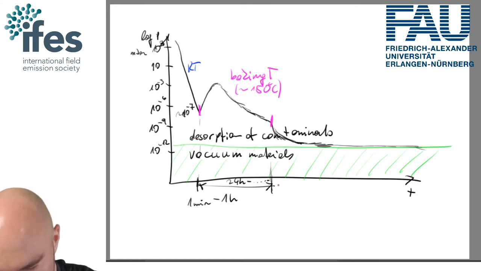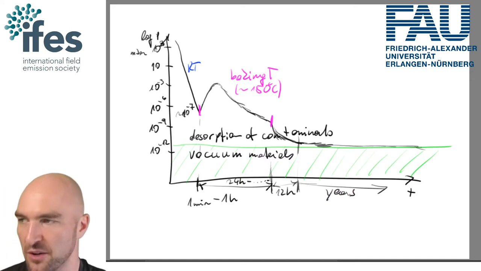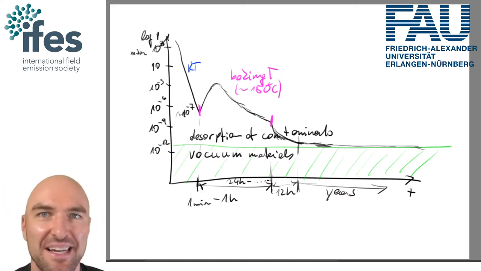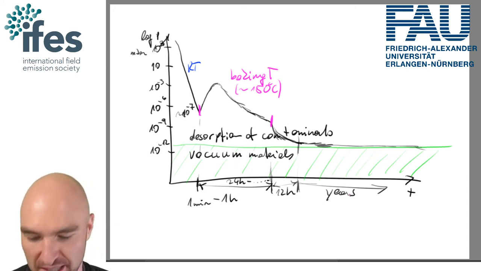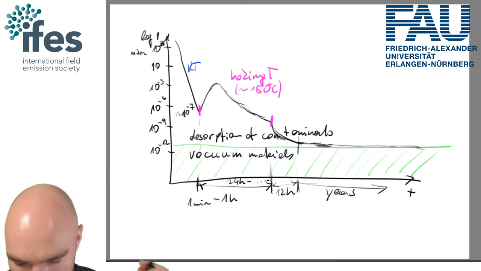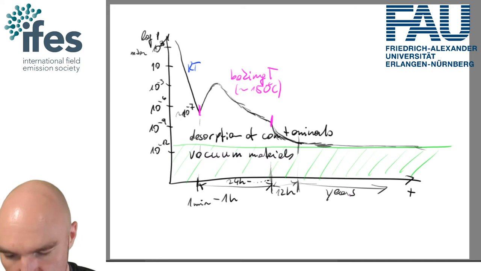And then this goes relatively quickly until your system is cooled down. So until you're reaching something like here, this might take another 12 hours or something. And then over the years, the vacuum will hopefully get better. Unless you keep putting dirty samples in, then the vacuum will get worse. But this is roughly what would happen during a bakeout.